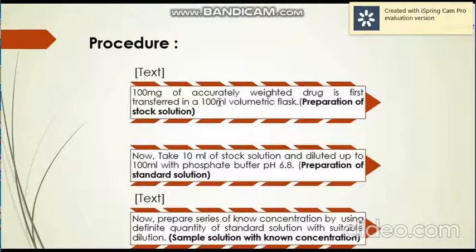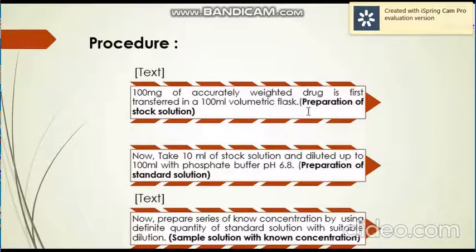Now from that stock solution we have to take 10 ml of content and transfer to another volumetric flask. Onto this we need to add freshly prepared phosphate buffer solution up to the mark of 100 ml. In this way we will have our standard solution. These are the two most important steps: one is preparation of stock solution, another is preparation of standard solution.